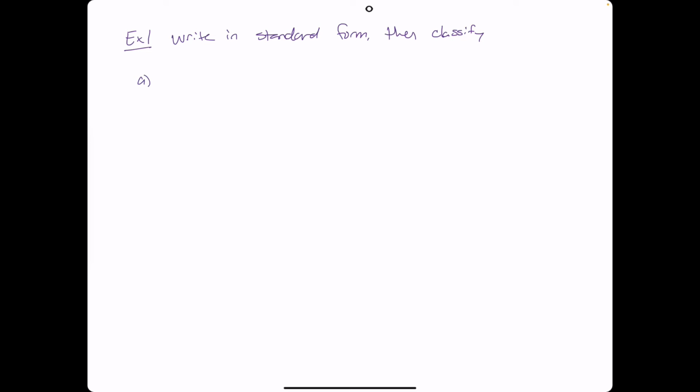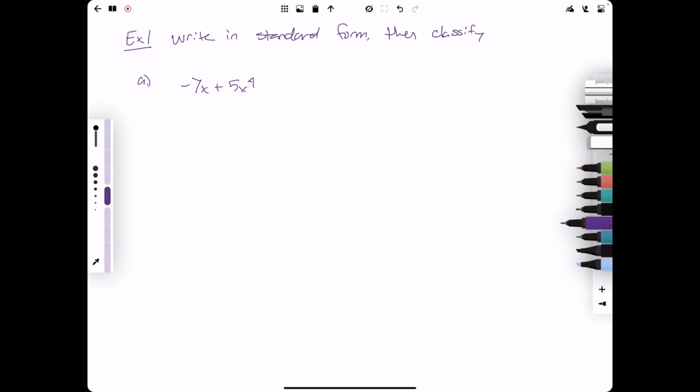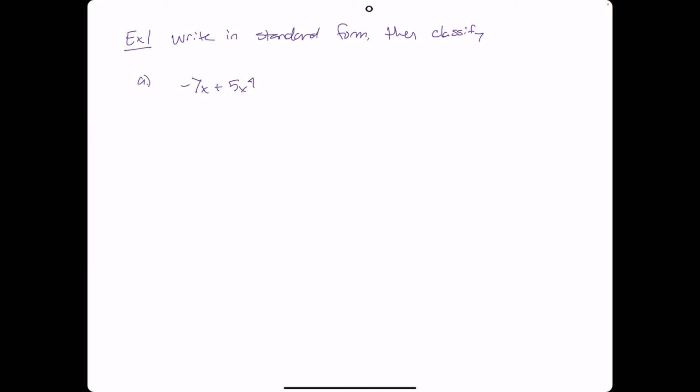Okay, so part A. Something like negative 7x plus 5x to the 4th. What's the correct way to write this? Well, the highest ones first. Okay, so how would I rearrange this? 5x to the 4th minus 7x.